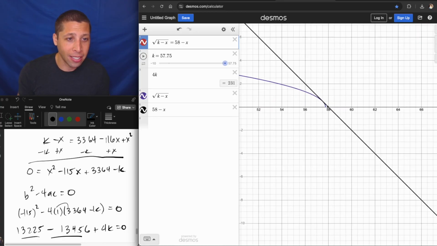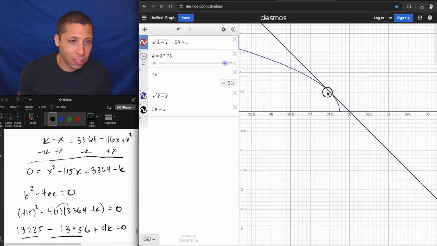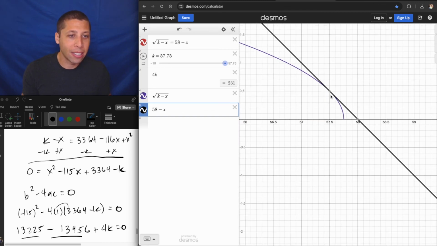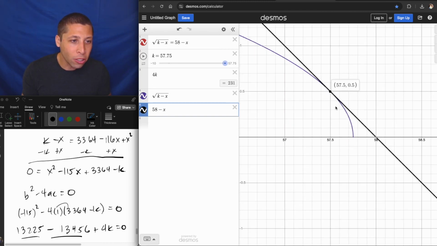Here, I see it. I see the point of intersection. And guess what? It's at 57.5. So there is one solution here, right? I can see that they only intersect once. So why doesn't this produce that same line? There should be a vertical line right here at 57.5 in red, but it's not there. I don't know why Desmos is incapable of showing me that solution.